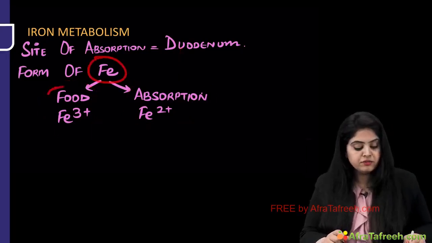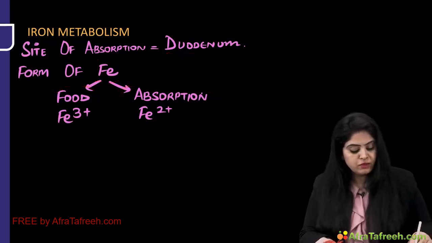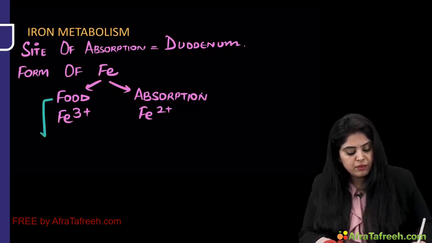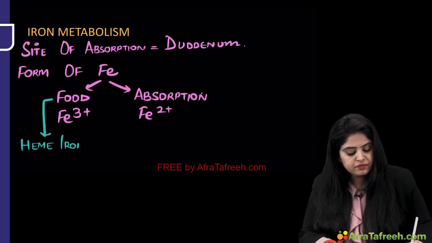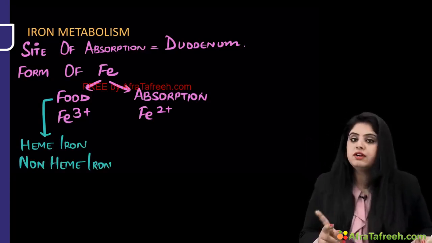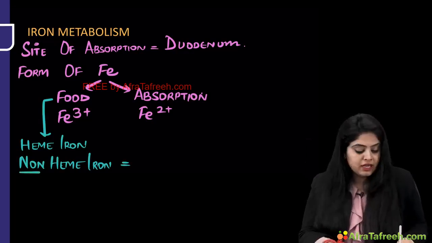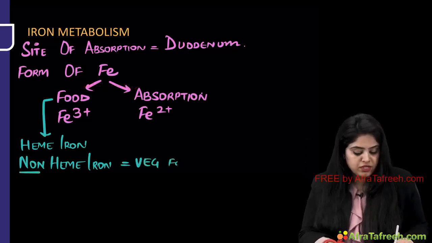So the form of iron in the food is 3+, but what I have to absorb in the duodenum is going to be 2+. Then when I'm talking about the food, please remember, food iron is of two types. There is something known as heme iron, and the next is known as non-heme iron. When I say heme and non-heme, one of them is vegetarian and one of them is non-vegetarian. So only one 'non' can come in the story. If the 'non' has come over here, non-heme, then I can't say non-vegetarian. I will have to say vegetarian food.